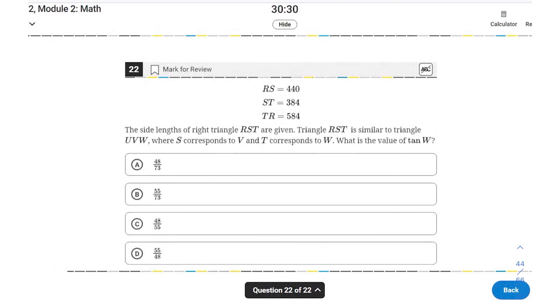Okay, so there's a lot here. Let's go in parts. Here they give us these sides, and they talk about a triangle RST. So let's see if we can just draw a triangle RST.